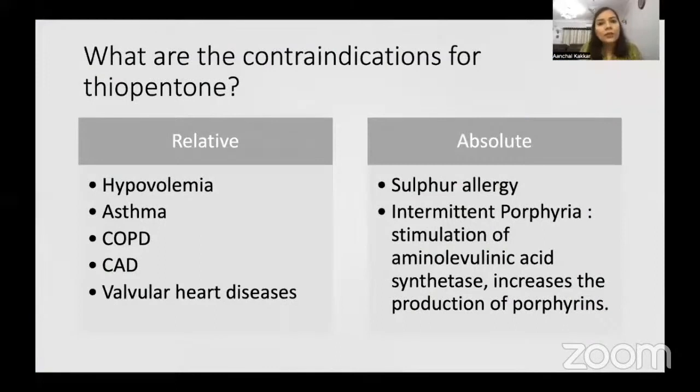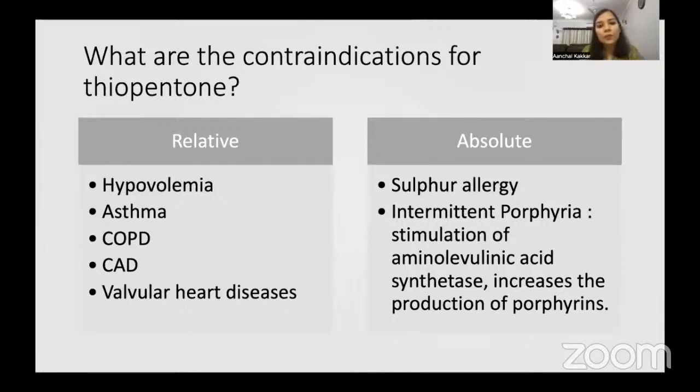So what are the contraindications for thiopentone? Contraindications can be divided as relative and absolute. Relatives are hypovolemia, and asthmatic patients because it does not obtund the laryngeal reflexes profoundly. Then COPD patients also, because they have a reactive airway. So if the laryngeal reflexes are not obtunded properly, they may land up in laryngospasm. Then patients with CAD, that is coronary artery disease, and patients with valvular heart disease.